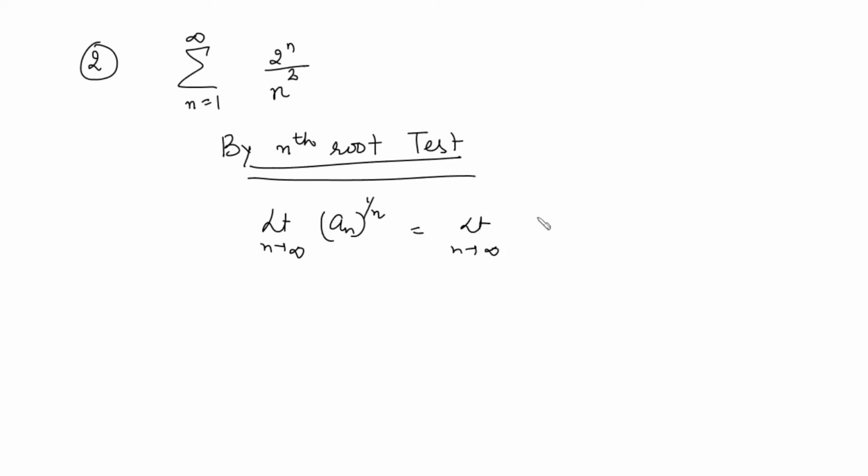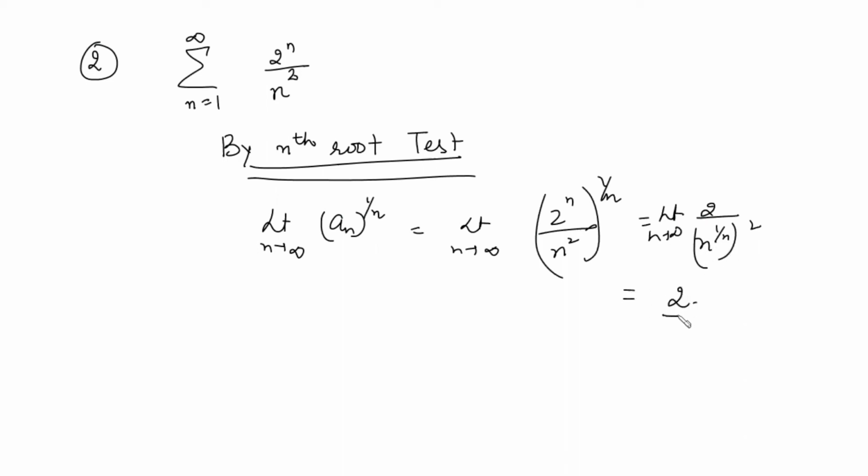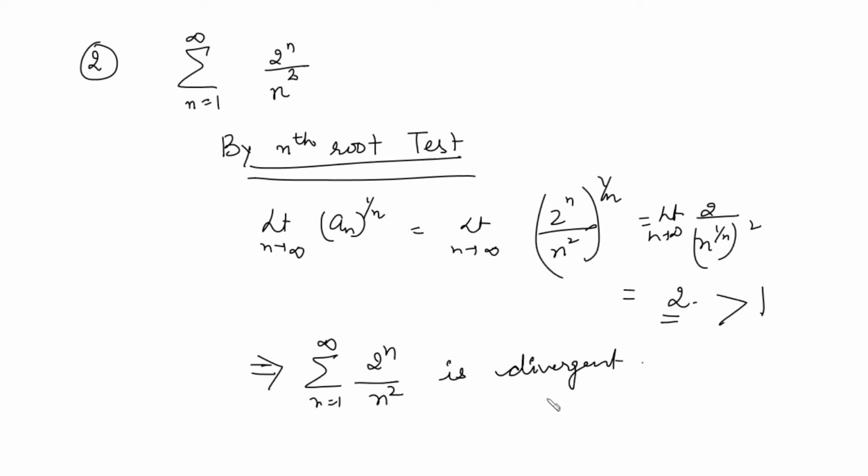So when we find out the limit of the nth root of the nth term, what will happen? What we have is 2 upon n to the power 1 by n square. Since we know that the limit of n to the power 1 by n is 1, we have this is 2, which is strictly greater than 1. So this implies that our given series is divergent. Right?